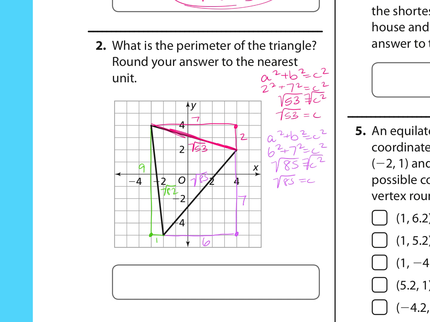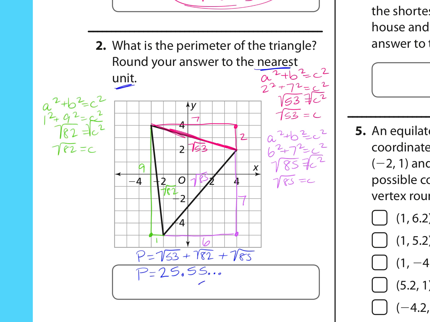Last, we're going to add these 3 sides together to get the perimeter. And I just type them in my calculator. I get 25.55, and it keeps on going. To the nearest unit, that rounds up to 26 units.